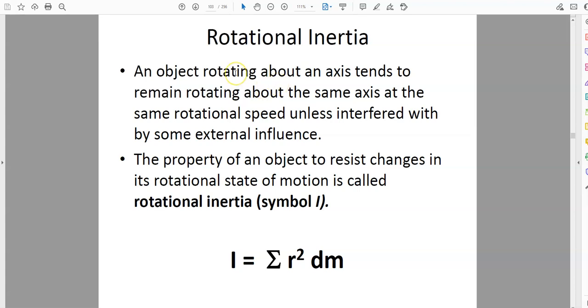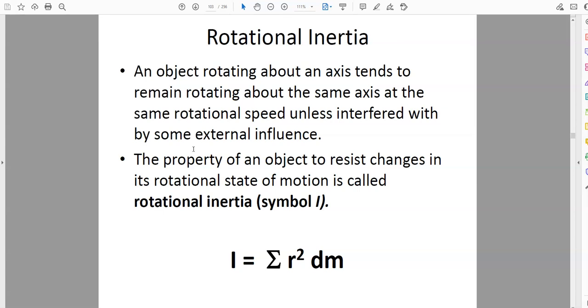For example, back in forces, Newton's first law is an object in motion will tend to stay in motion moving in a straight line unless acted upon by an outside force. Well, the same concept goes for rotational stuff. When an object is rotating about an axis, it'll remain rotating until acted upon by an outside force. So rotational inertia is essentially the same concept of mass, but going about a circle.